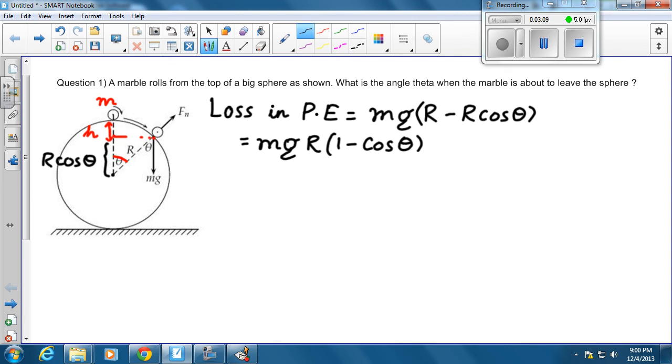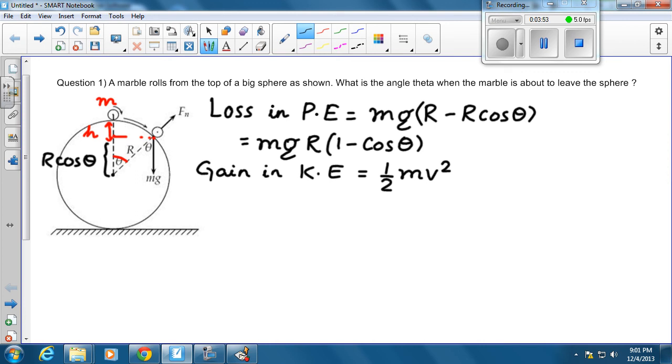But obviously this loss in potential energy is providing kinetic energy. So that's the gain in the kinetic energy, because as the marble rolls down, its velocity increases. Gain in kinetic energy is equal to half mv squared, half the mass of the marble times the velocity squared. Now by the law of conservation of energy, the loss in the potential energy has to be equal to the gain in the kinetic energy.